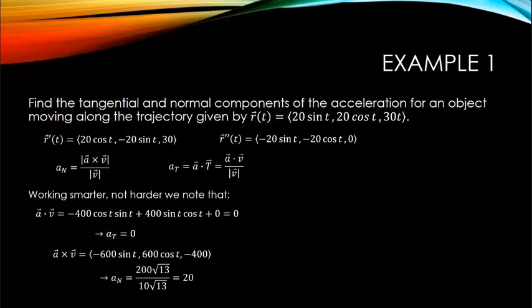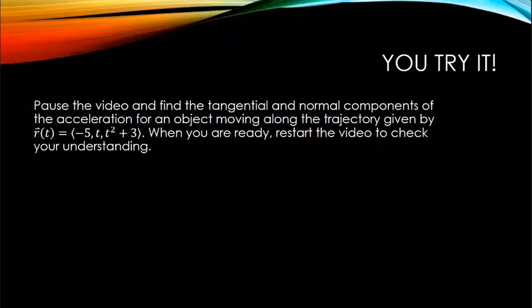Now that I know the tangential component and the normal component of the acceleration, I can write my acceleration vector, a of t, as a vector with the components negative 20 sine t, negative 20 cosine t, 0, which can be written in very simplified form as 0 times the unit tangent vector plus 20 times the principal unit normal vector. Now you get to try it.